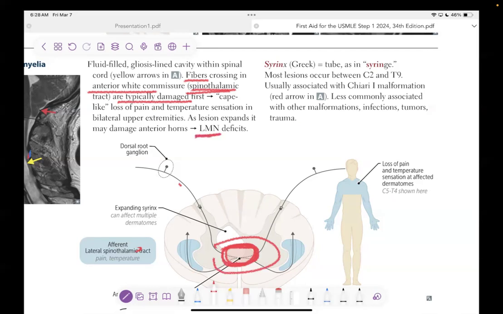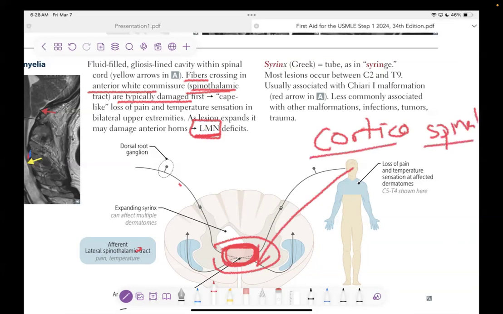If the cavity is larger, then it will cause a lower motor neuron deficit. So what do we mean by lower motor neuron? Now we know that motor comes from the brain to the spinal cord, right? We said that we have the corticospinal tract. Corticospinal means from cortex to the spine. It means that fibers are coming from the cortex to the spine, so they are motor. First, we need to find what a motor fiber is, right? Then we say what is lower motor and what is upper motor.